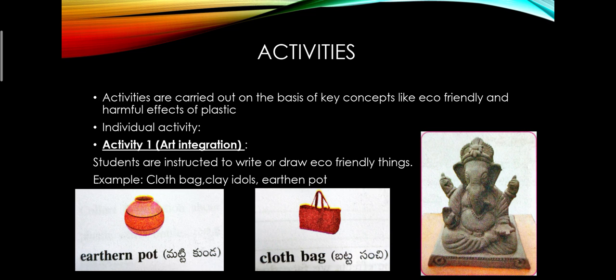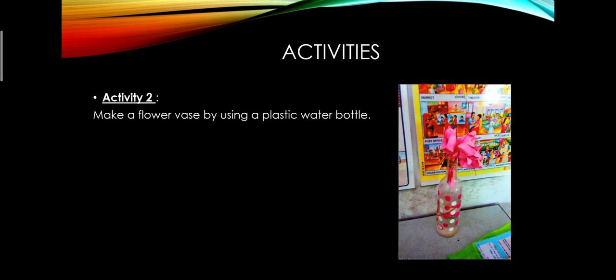Here, the students are instructed to write or draw eco-friendly things. For example, cloth bag. Is it eco-friendly or non-eco-friendly? Next, clay idols, earthen pot. Like this, you have to instruct the students to write or draw the eco-friendly things. Next, activity 2. Make a flower vase by using a plastic water bottle. This is the plastic water bottle we prepared in our school.